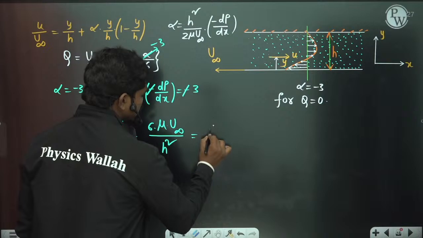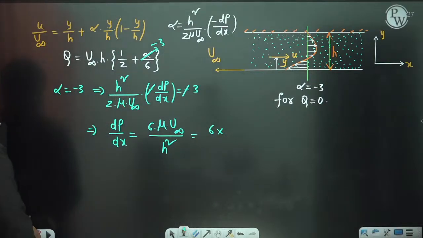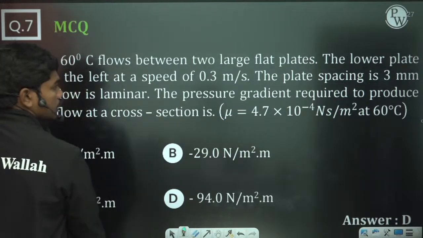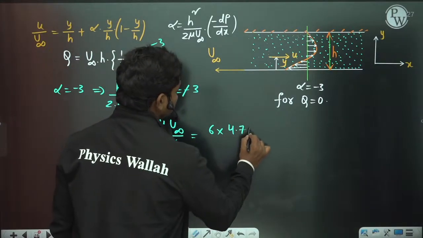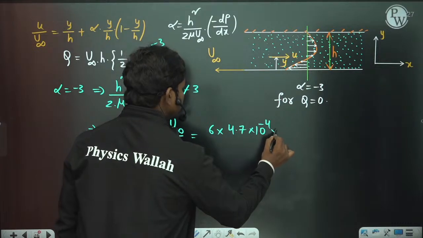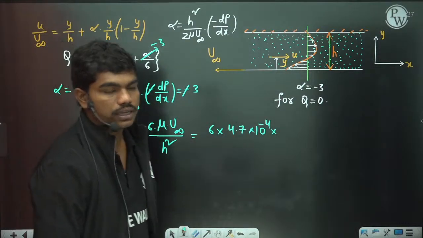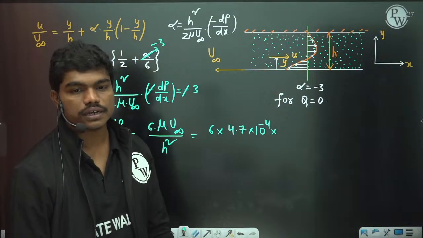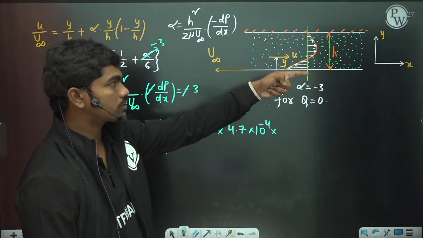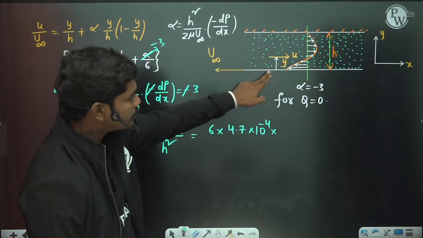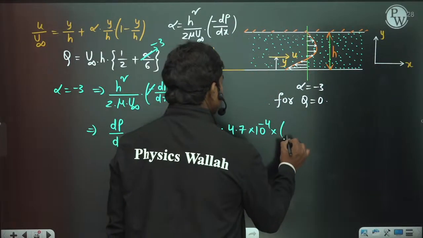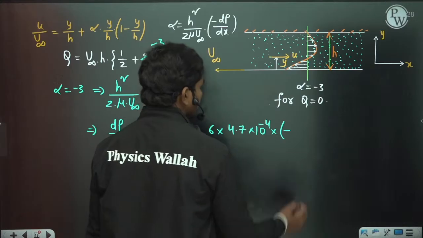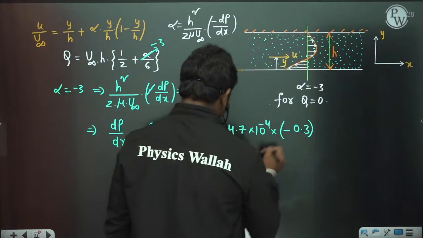Let us substitute the values. 6 times the dynamic viscosity, which they have given as 4.7 into 10 to the power -4 SI units. Then u infinity. What is the free stream velocity here? The upper plate is fixed and the bottom plate is moving towards left at u infinity. You have taken the positive direction towards the right, but the plate is moving towards left, so u infinity is negative. The bottom plate is moving at 0.3 meters per second, so minus 0.3 meters per second, in SI units.